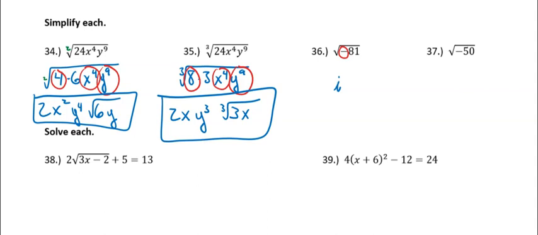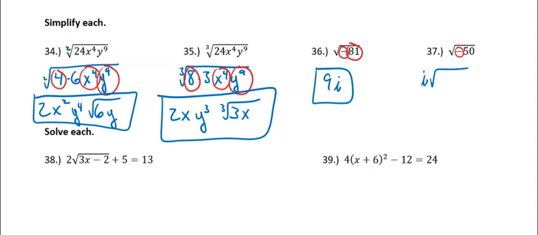And now separately, I'll take the square root of 81. Well, the square root of 81 is a 9. So I end up with 9i, and that's it, without anything left underneath. Okay? The square root of -50, I start off the same way. The square root of a negative value is an i, so I put an i on the outside.